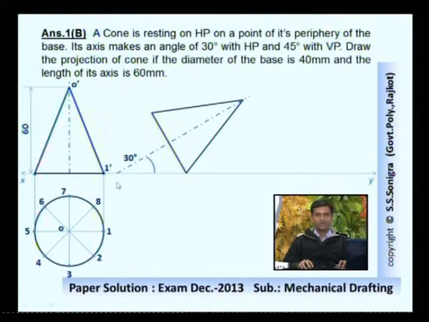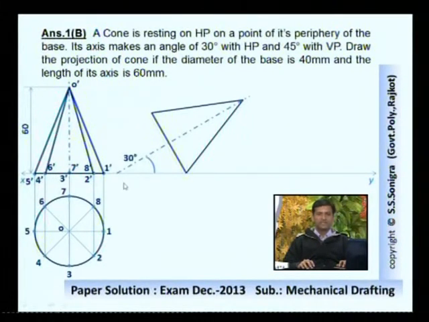Name the points in top view. From top view, transfer to the front view. Here is point number 1 dash, vertical line from point 2. Here is point number 2 dash, and 8 dash. This is 8 this point. Vertical line from point 3 and 7, point 3 dash and 7 dash. Vertical line from points 4 and 6, 4 dash and 6 dash would be here, and this is point number 5 dash. Now transfer all these points.